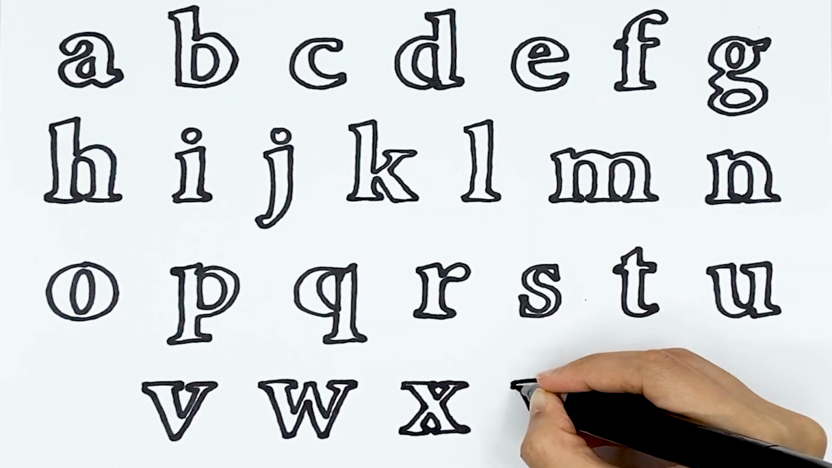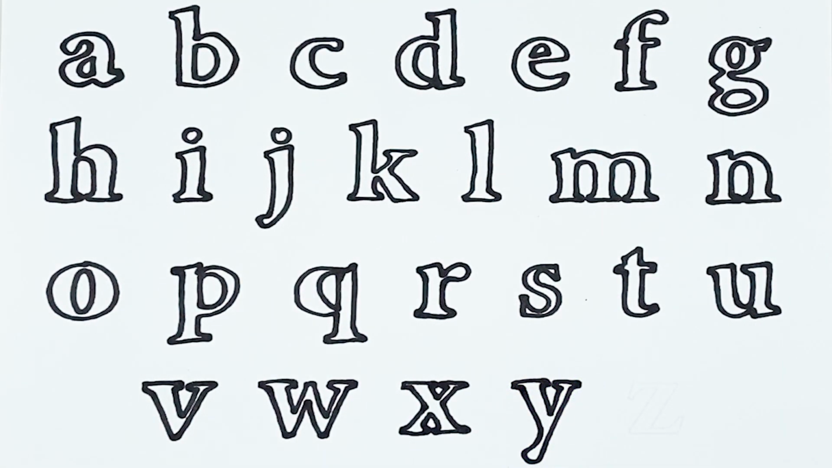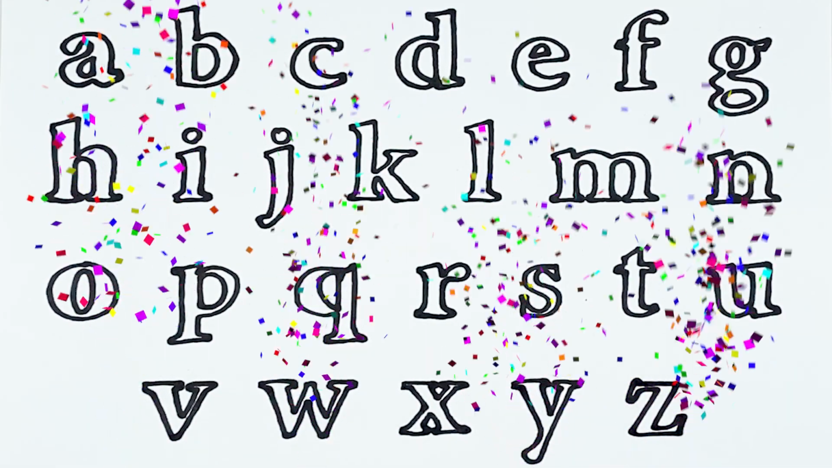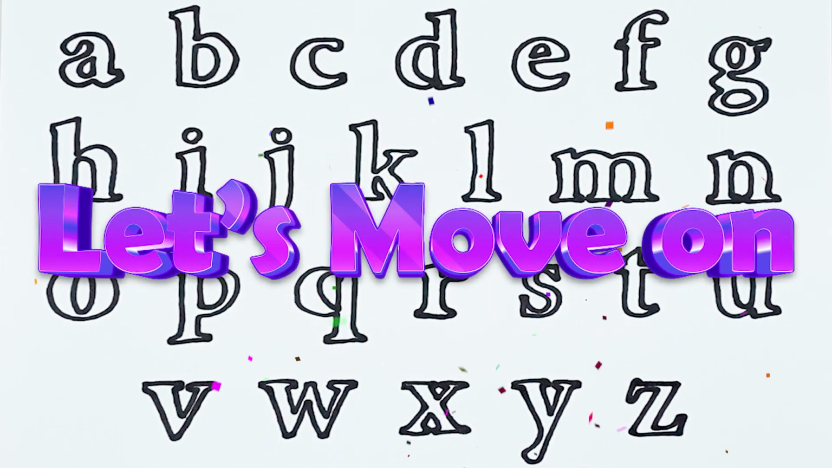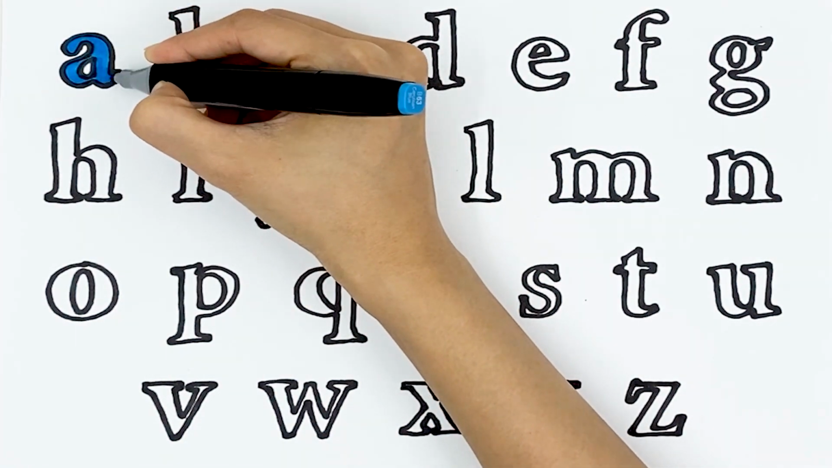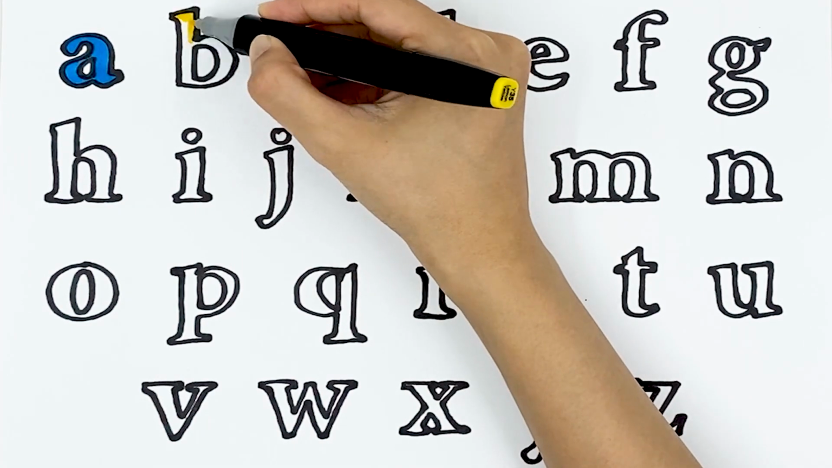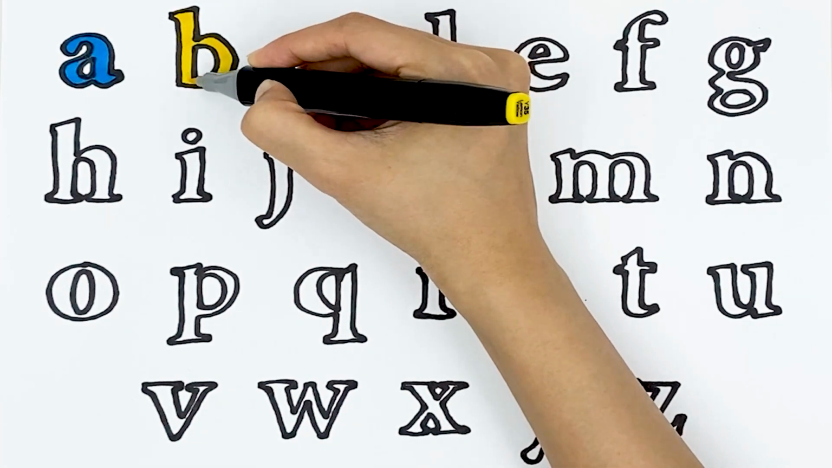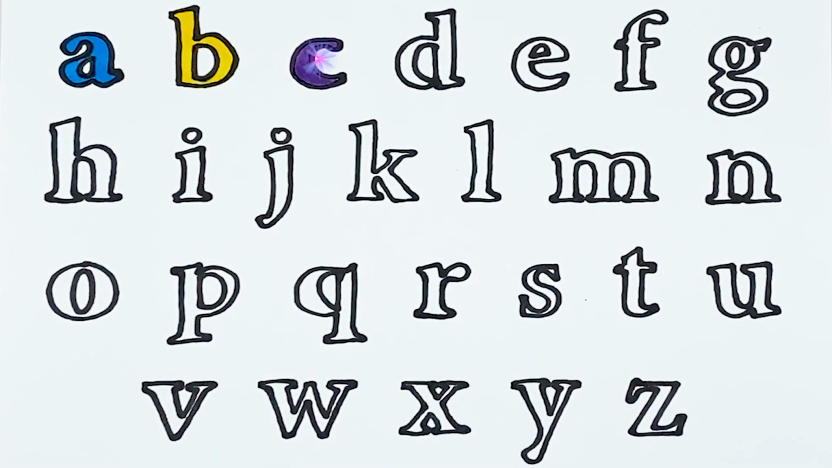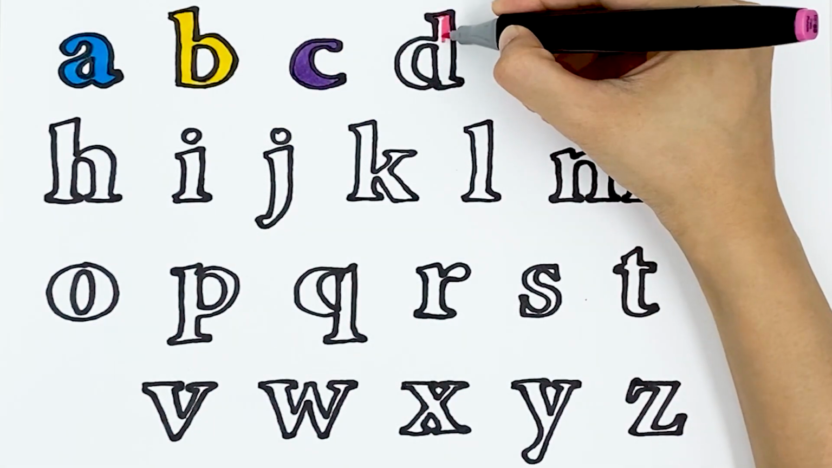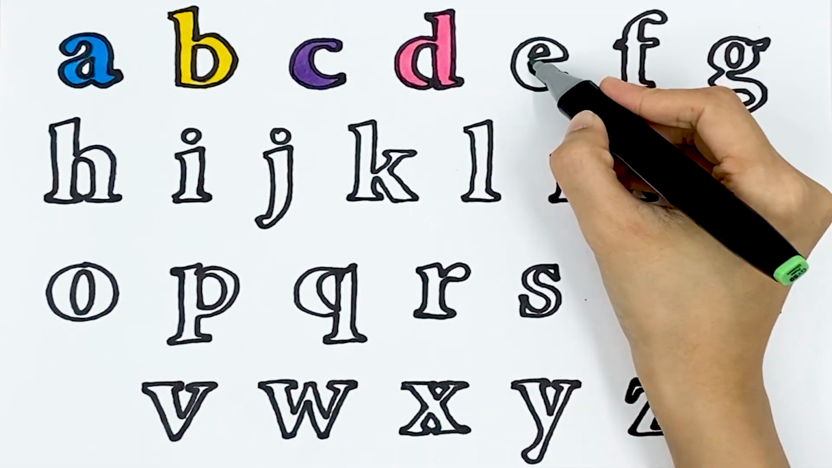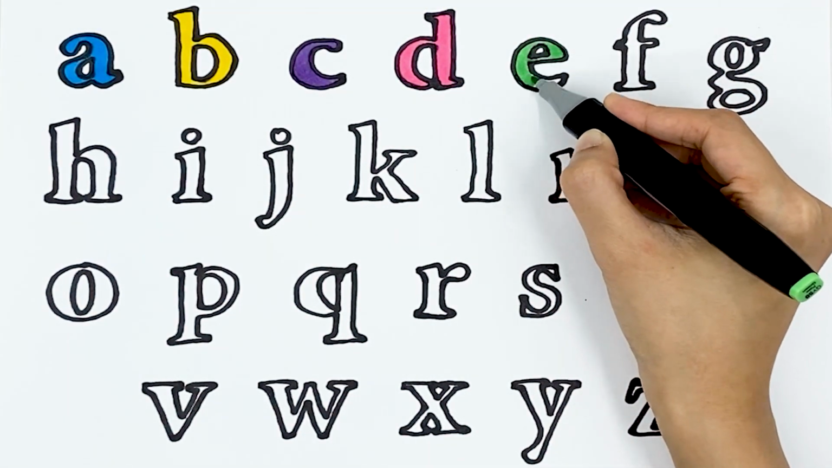L is for ladybug. Ladybug. Ladybug. L. Ladybug. M is for monkey. Let's move on! Monkey. Monkey. M. Monkey. N is for needle. Needle. Needle. N. Needle. O is for orange. Orange. Orange. Orange.